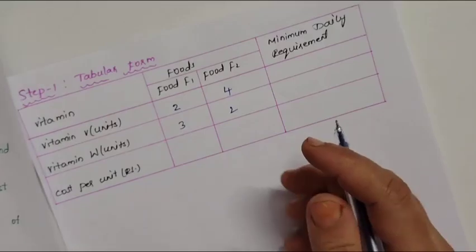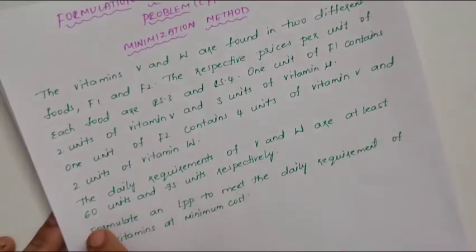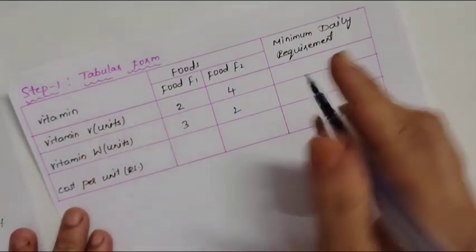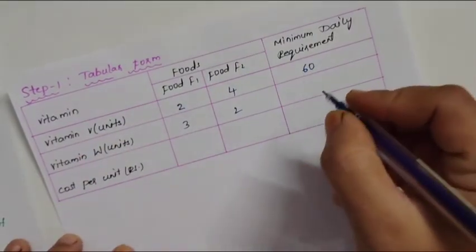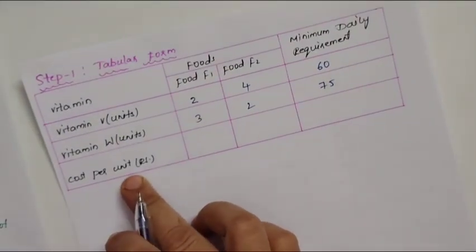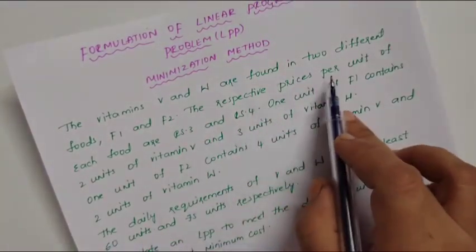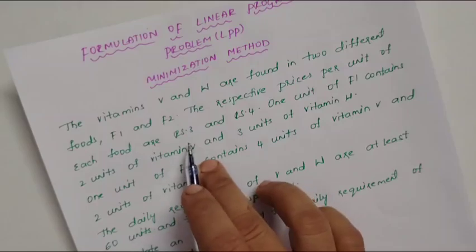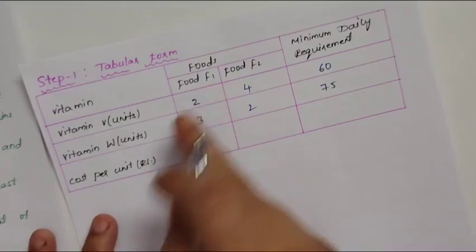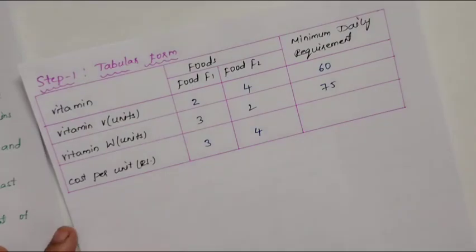Now, here they have given a daily requirement in the question. Daily requirement of vitamin V and W are at least 60 units and 75 units respectively. For vitamin V it's 60 units and for vitamin W it's 75 units. Next, we have to fill the cost per unit. The respective prices per unit of each food are rupees 3 and rupees 4. This is for food F1, rupees 3, and for food F2, rupees 4.